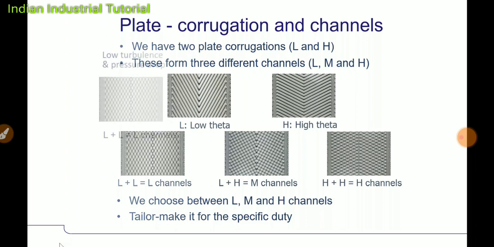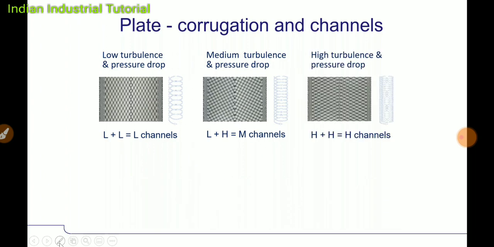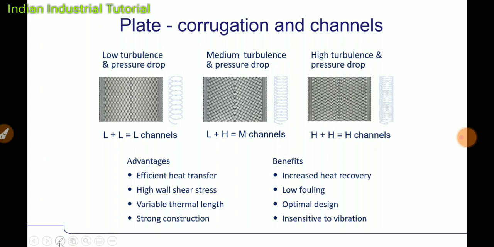Here you will find the L channel has a flow pattern like the right side blue color coil; you can see it is an easy flow in the L channel. The medium channel is a little bit coarse, but in the H channel it is very coarse. That's why you can find high efficiency in the H channel, low heat transfer efficiency in the L channel, but low pressure drop in the L channel and high pressure drop in the H channel.